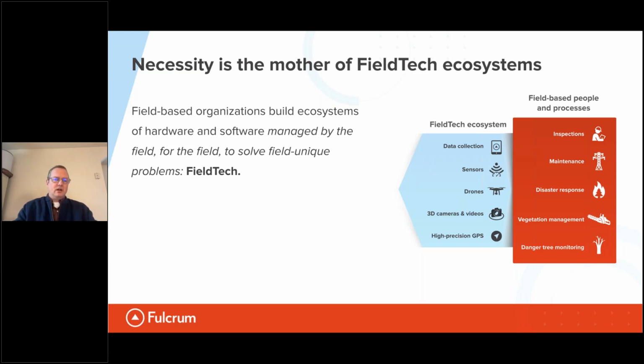We can't really count on IT to understand the field well enough to do that for us. We can't necessarily expect the people who own office-based systems to understand our field problems well enough to solve those problems for us. Every field organization assembles a field tech ecosystem that's built by them, for them, and solves their problems.